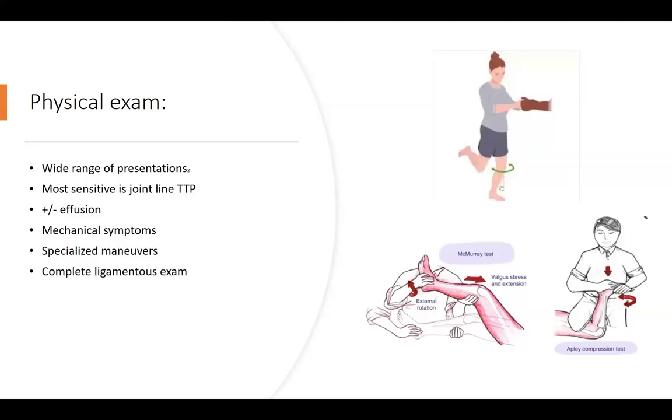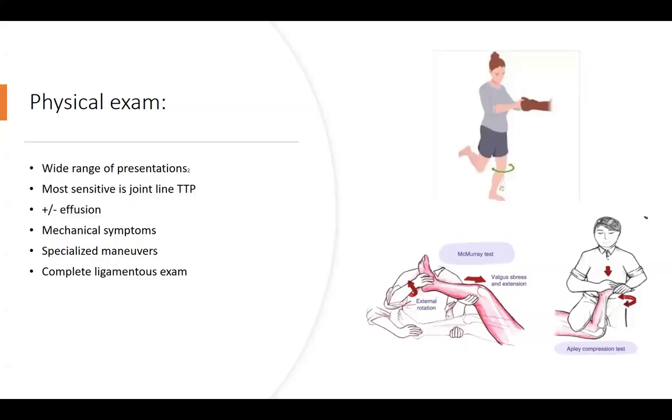The history and physical exam are variable for patients presenting with meniscal injury. Joint line tenderness is common, although not a highly specific finding. Some may present with an effusion, although this is not a sensitive marker for the presence of a meniscus tear. Mechanical symptoms such as locking, clicking, catching, or inability to extend the knee may be present as well. Specialized maneuvers have been described, although their sensitivity and specificity are variable throughout the literature, as well as operator dependent.